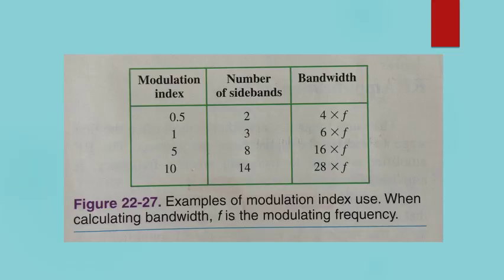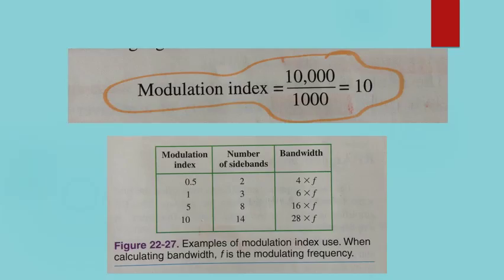If the amplitude of a modulating signal caused a maximum deviation of 10 kHz and the frequency of the modulating signal was 1000 Hz, the index would be: modulation index equals 10,000 divided by 1000, or 10. If you examine figure 22-27, you can see that this FM signal would have 14 significant sidebands and occupy a bandwidth of 28 kHz.